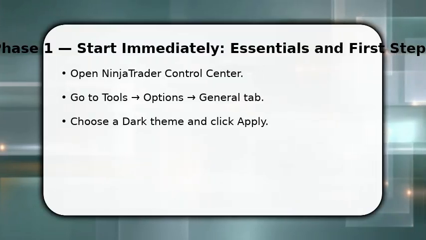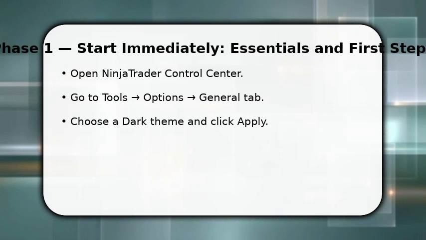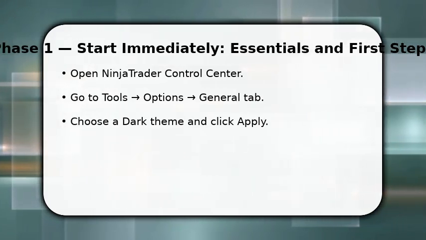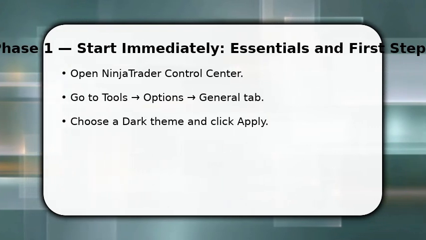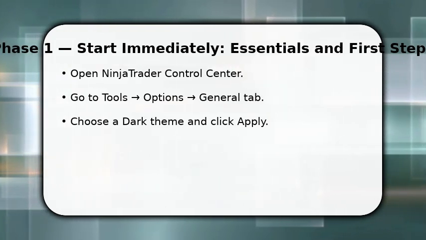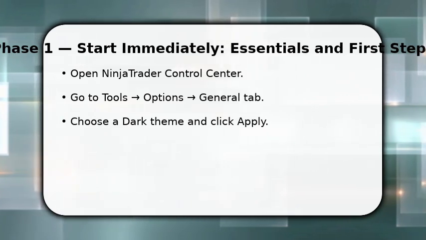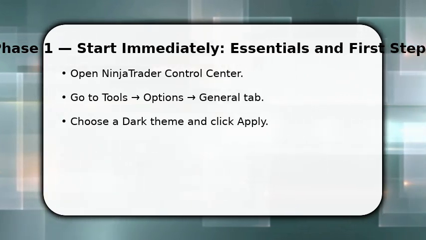You start inside the Control Center. Open Tools, then Options. Once there, select the General tab and choose the built-in dark theme to shift the interface. Apply that change now so the main Chrome and menus switch immediately, and make sure to click OK to commit. This changes the global shell.